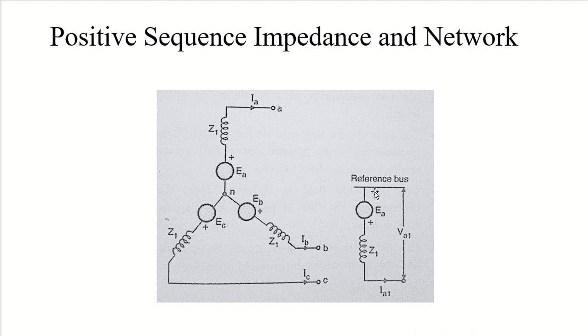So you can show the positive sequence voltage of terminal, this VA1, with the equation based on this circuit only. You can say VA1 will be EA minus IA1, which is the current here, into Z1. So VA1 can be shown as VA1 is equal to EA minus Z1 into IA1.